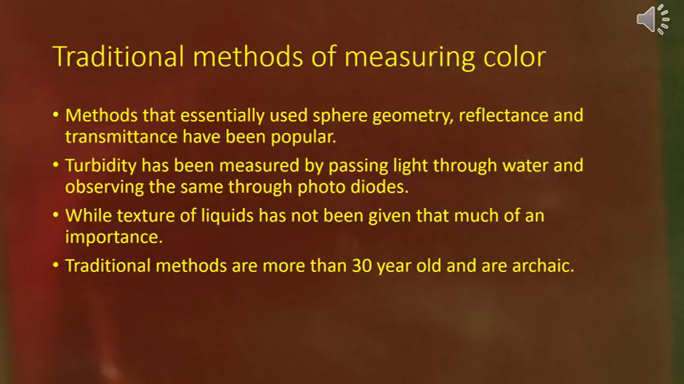Traditional methods of measuring color. Methods that essentially use sphere geometry, reflectance, and transmittance have been popular. These methods started more than 30 years ago and have stayed in the industry. Turbidity has been measured by passing light through water and observing the same through photodiodes. While texture of liquids has not been given that much importance. These methods fall short and are not as user-friendly as modern developments allow us to be. The Liquid Signature Analyzer takes analysis a step forward and is future-ready.